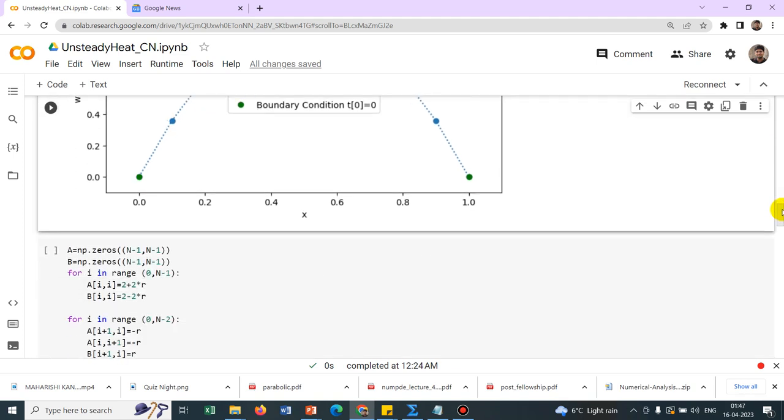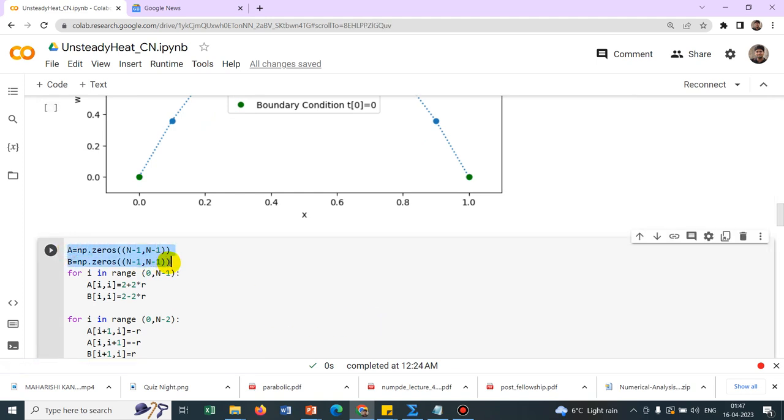Now we have to define the tri-diagonal matrix. So how to define the tri-diagonal matrix? We have two matrices, A and B. Initially we initialize the matrix with zeros, and the dimension of the matrix is n minus 1, n minus 1. Now why is the dimension n minus 1?